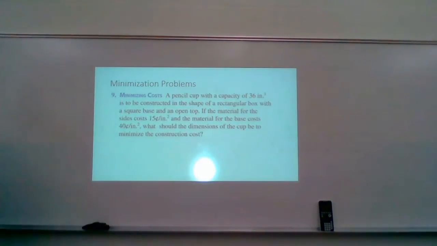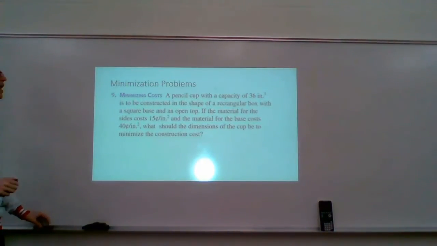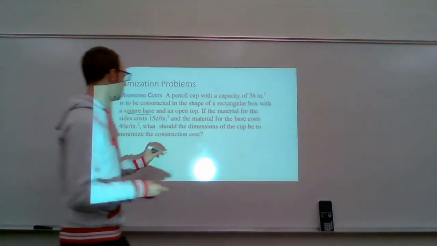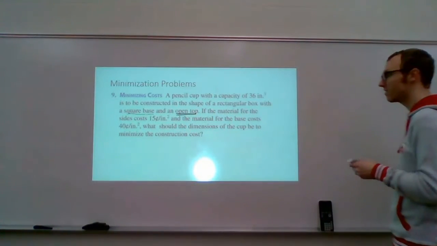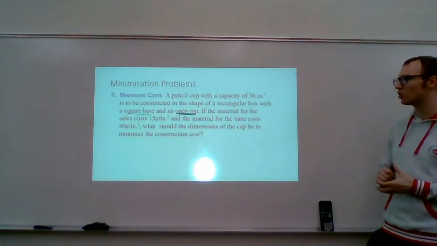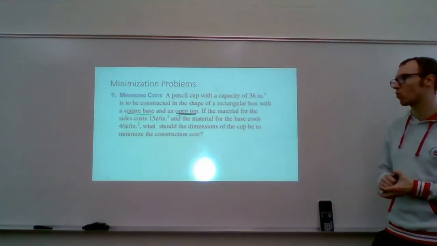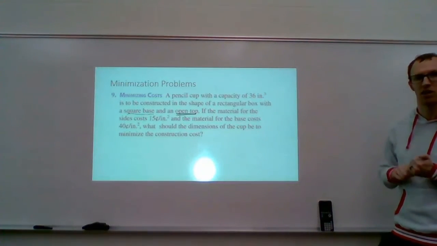A pencil cup with a capacity of 36 cubic inches. Another restriction on volume there is to be constructed in the shape of a rectangular box, so a little bit easier maybe than a cylinder here, no pi involved, with a square base, so that's important, a square base, and an open top. That's also important, an open top. Can't have a pencil case with a closed top, so we're going to be missing a top. If the material for the sides costs 15 cents per square inch, and the material for the base costs 40 cents per square inch, what should the dimensions of the cup be to minimize construction cost?